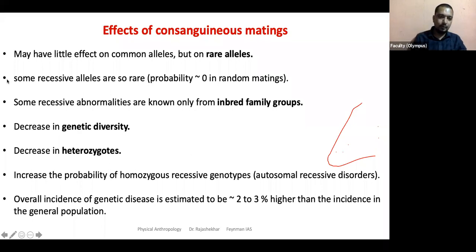Because of that, one, it decreases genetic diversity. Genetic diversity would decrease. With respect to a particular locus, homozygosity will increase, decreasing genetic diversity and decreasing heterozygosity. So heterozygous conditions will decrease, homozygous conditions will increase, and genetic diversity will decrease.